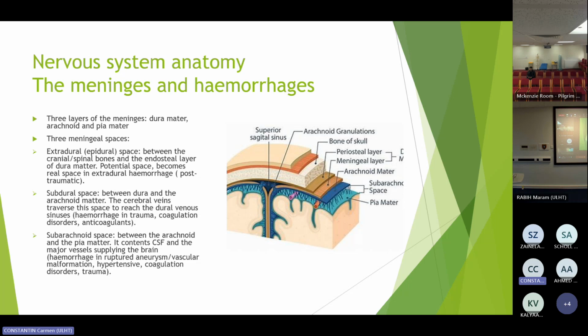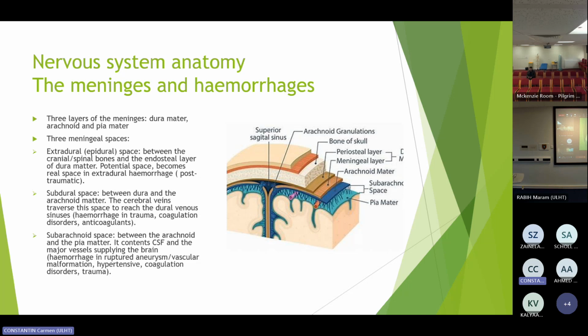And after that, the subdural space is between the dura and the arachnoid space. And this is where we have the post-traumatic hemorrhages, or those following coagulation disorders or within anticoagulation treatment. And also we have the subarachnoid space, which is between the arachnoid and pia mater, and it contains CSF and major vessels supplying the brain.